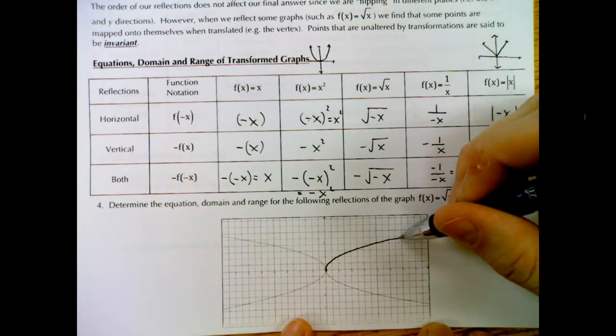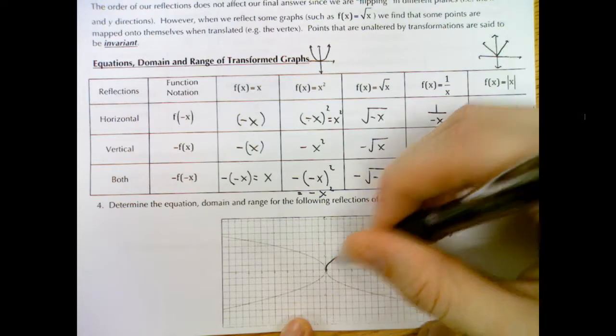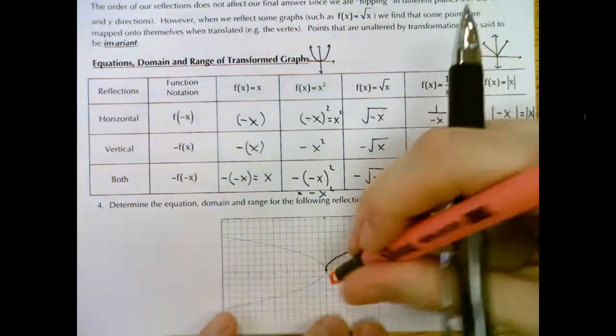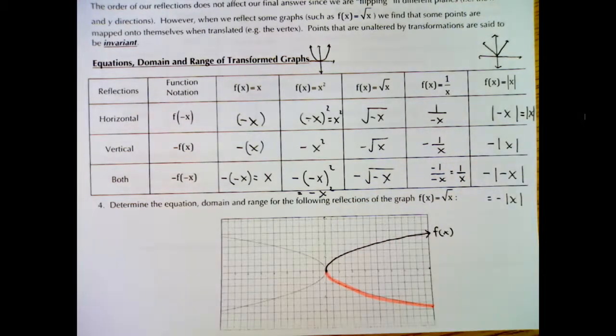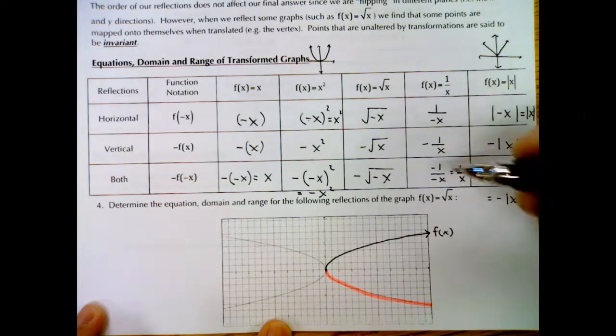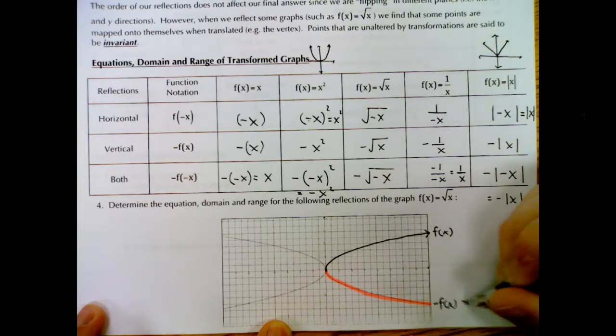A vertical reflection of this curve, this square root function, would give me this curve. And what's a vertical reflection of the square root? Well, a vertical reflection of the square root would be negative square root of x. Vertical reflection, f of x, would be the negative square root of x.